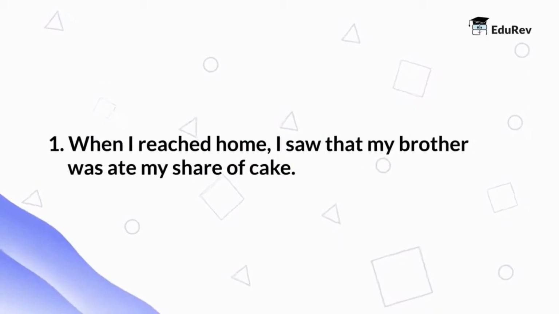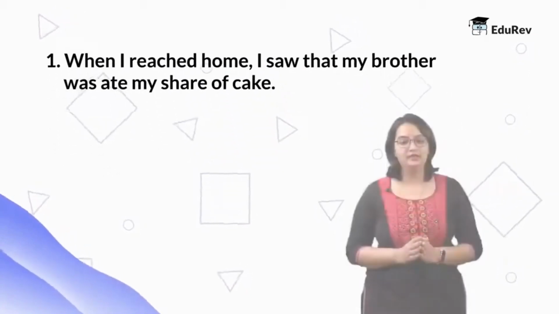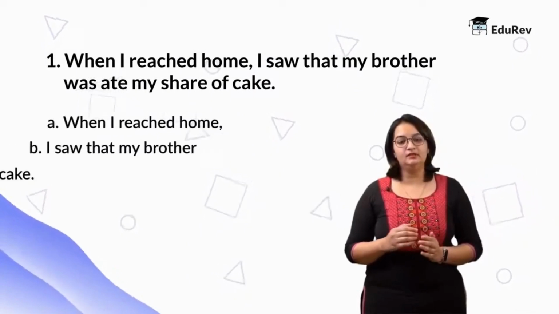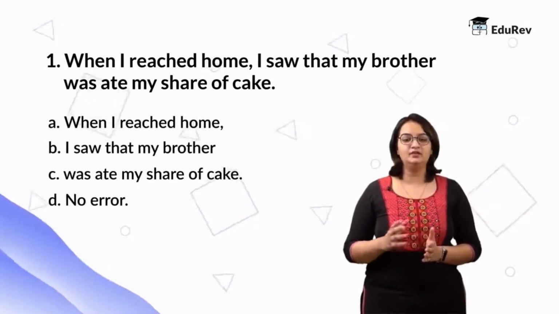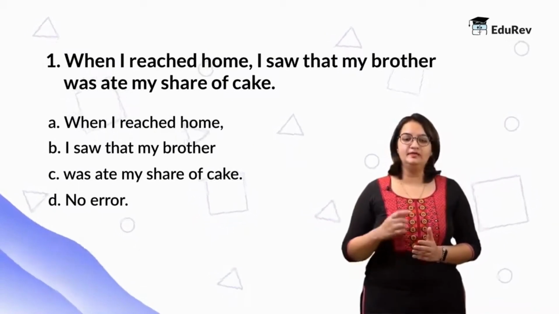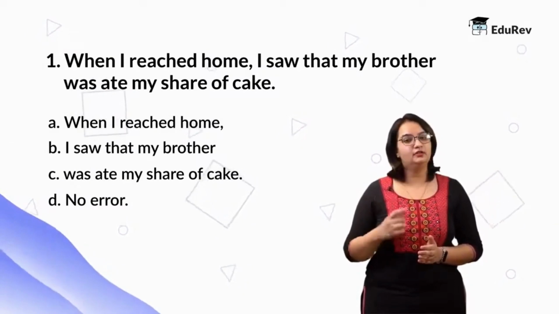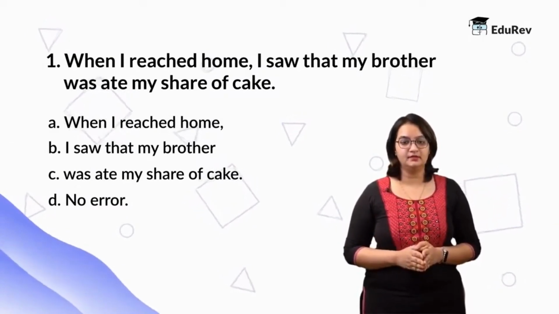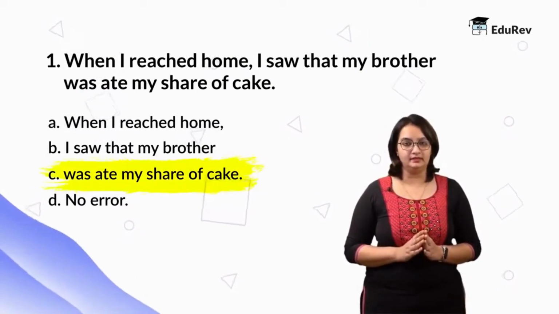When I reached home, I saw that my brother ate my share of cake. Now here, let's see the breakdown. Option A, when I reached home. Option B, I saw that my brother. Option C, ate my share of cake, and option D, no error. Error is in part C of this particular statement.